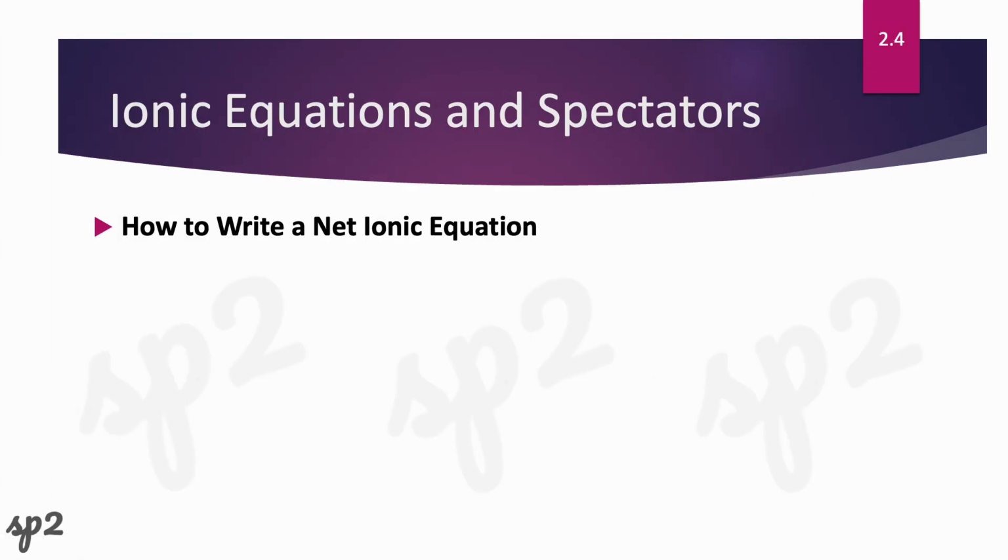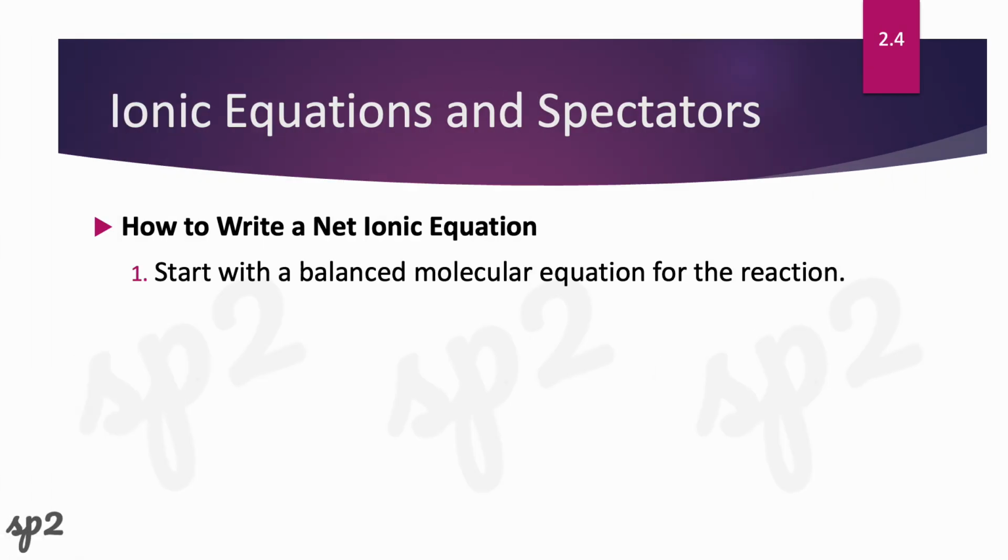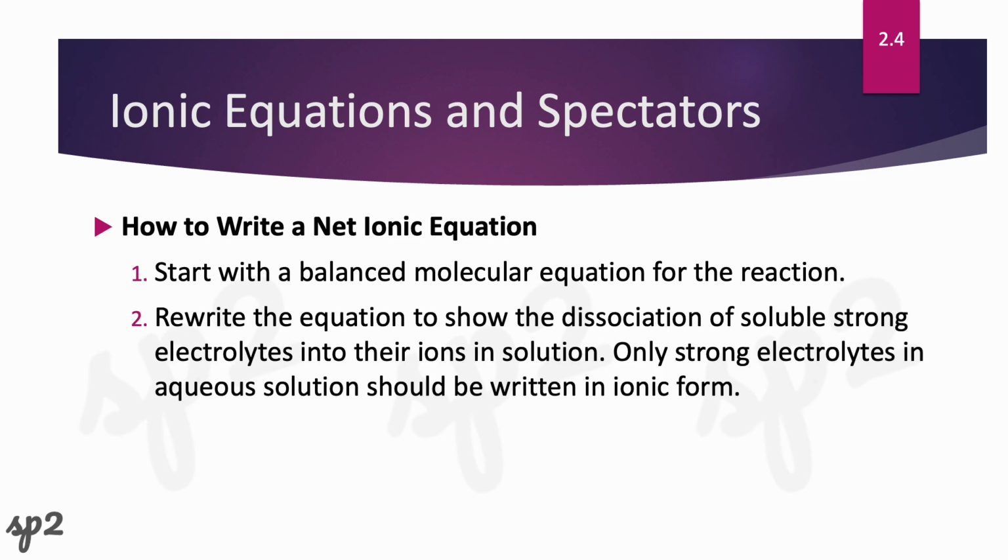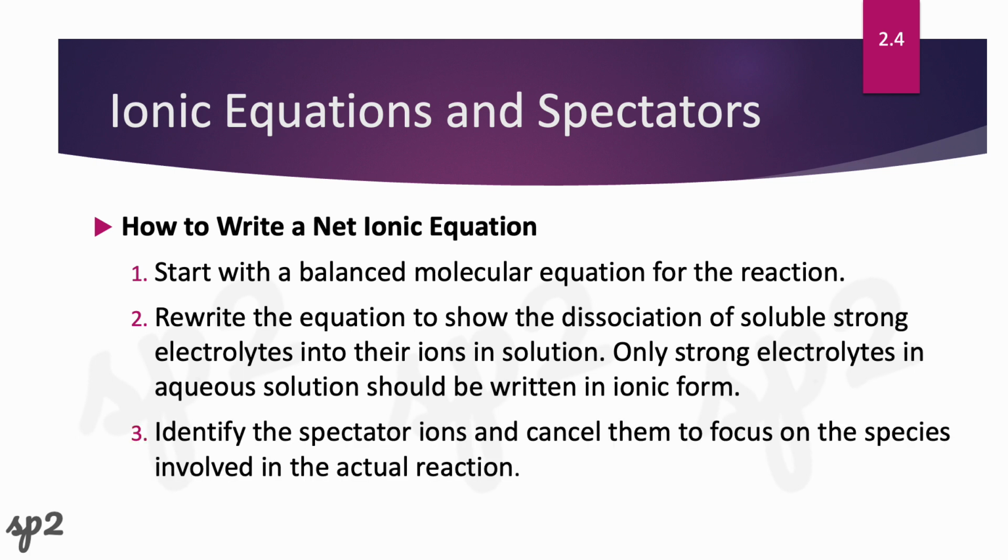So let's summarize what we did. We start by writing the balanced molecular equation for the reaction, and then rewriting the equation to show the dissociation of the soluble strong electrolytes into their cations and anions, right? And then we identify the spectators and we cancel them to focus on the species involved in the actual reaction, okay? Cool, cool. So I'm going to show you a practice on the next page.